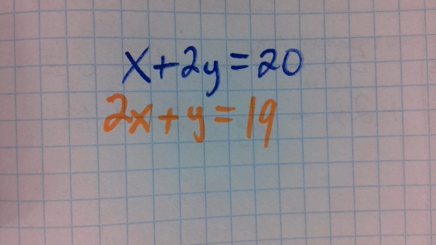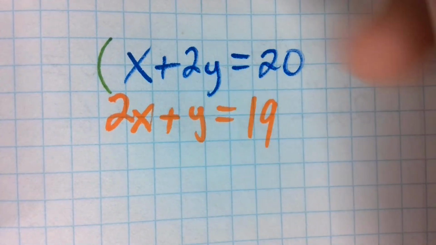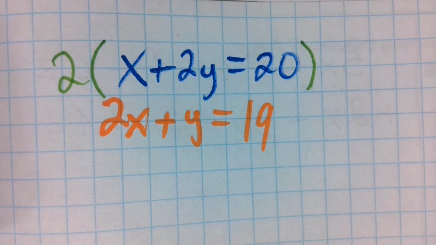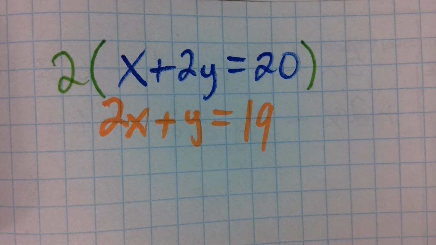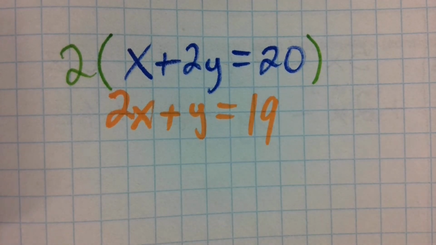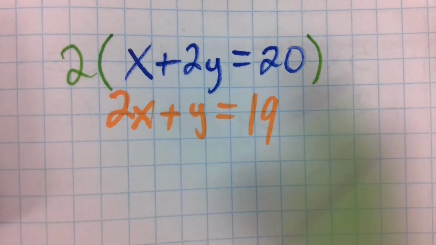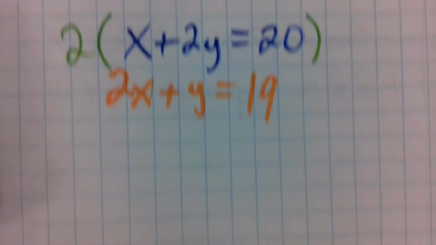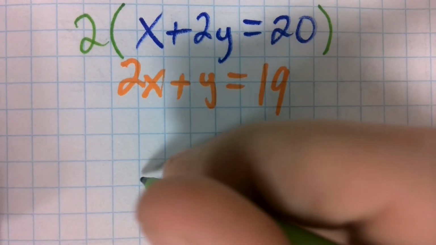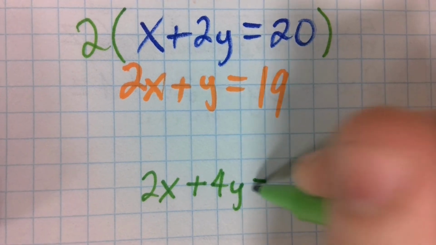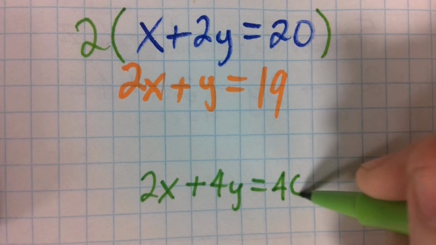However, you might have also noticed, instead of adding an x, what if we just multiplied the entire top equation by 2? This is something we can do because you can do whatever you want to an equation as long as you do it to both sides. If I multiply the entire thing by 2, it's being done to both sides, so we're good. Well, this would give us 2 times x is 2x, 2 times 2y is 4y, 2 times 20 is 40.